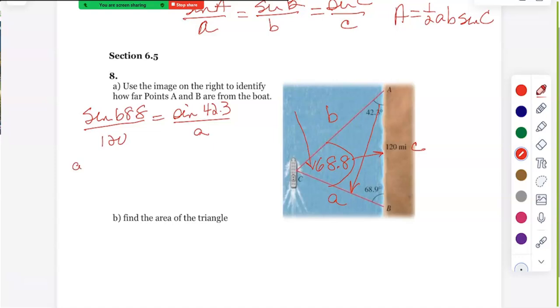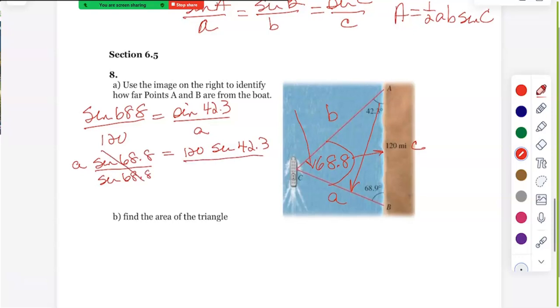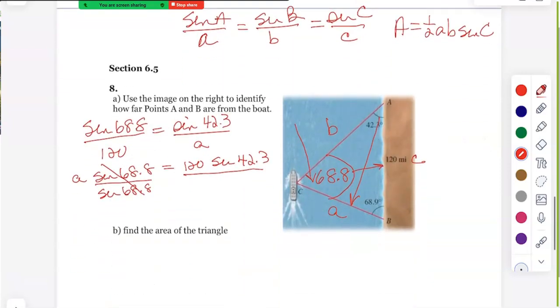Do your cross products. A times the sine of 68.8 equals 120 times the sine of 42.3. Divide to isolate your a. When you divide by the sine of 68.8, you are getting a by itself. So a, that side is going to be 86.6 after I put this in my calculator, and the units are going to be miles.